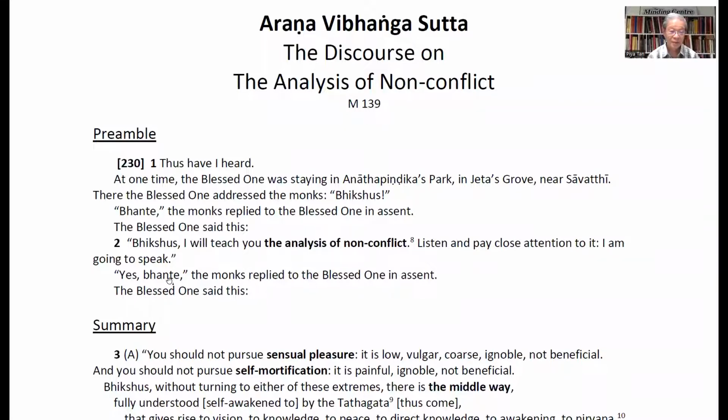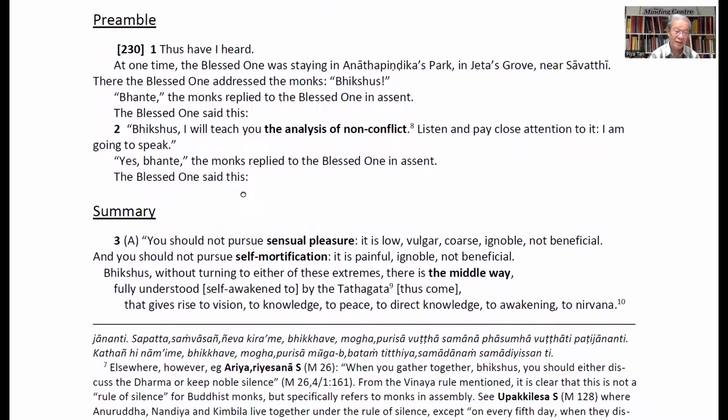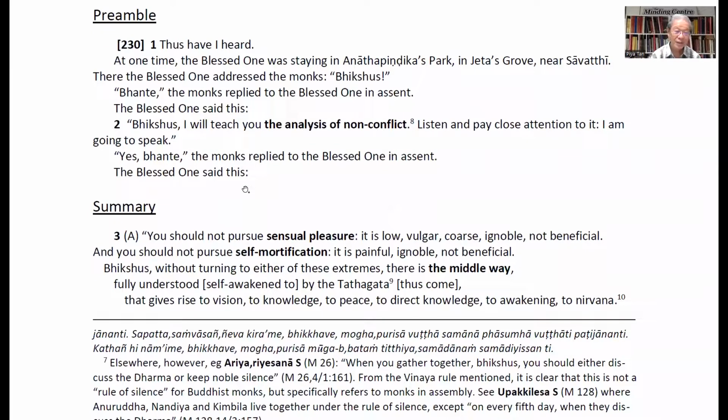The monks replied to the Blessed One in assent. The Blessed One said this. So notice here again, you see the sentence being mentioned, reminding us the teaching is starting. So from this moment, it is the ipsissima verba. Ipsissima verba is the Latin meaning sort of the actual words of the Buddha.